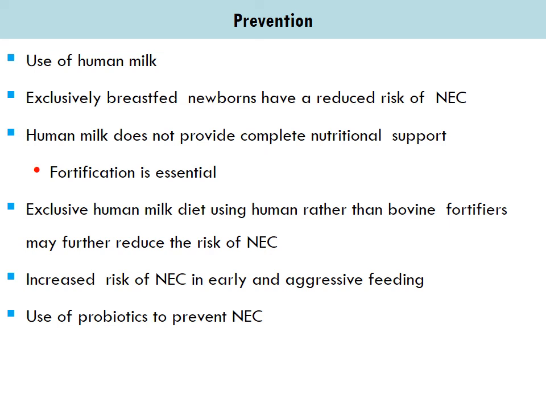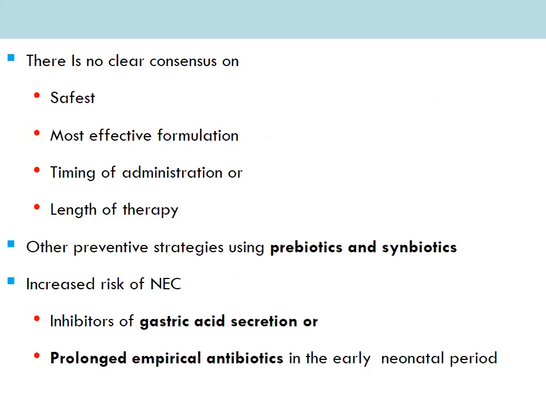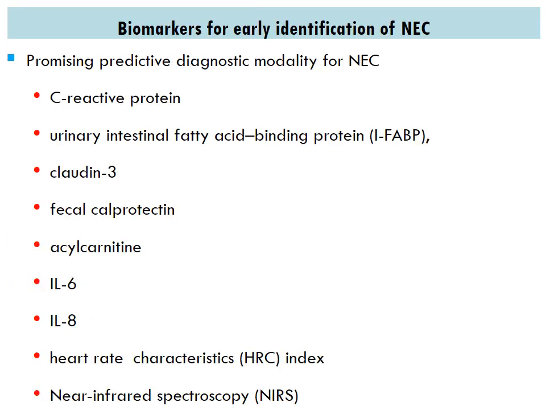While extensive data and meta-analyses support the use of probiotics to prevent necrotizing enterocolitis, there is no clear consensus on the safest, most effective formulation, timing of administration, or length of therapy. Other preventive strategies using prebiotics and synbiotics have also been studied, with variable outcomes. Inhibitors of gastric acid secretion, H2 receptor blockers, proton pump inhibitors, or prolonged empirical antibiotics in the early neonatal period have been associated with increased risk of necrotizing enterocolitis and should be avoided.